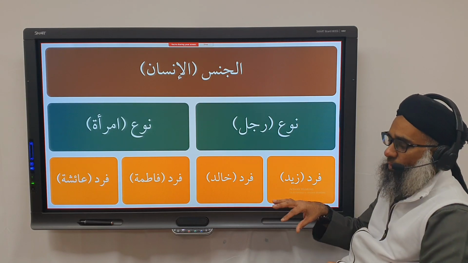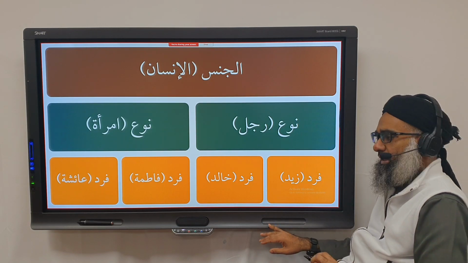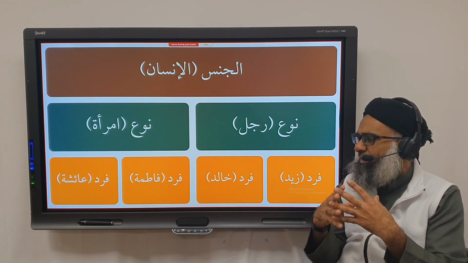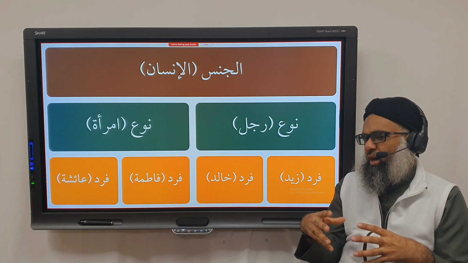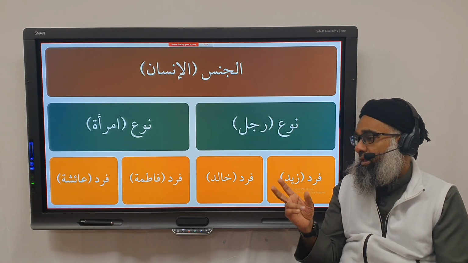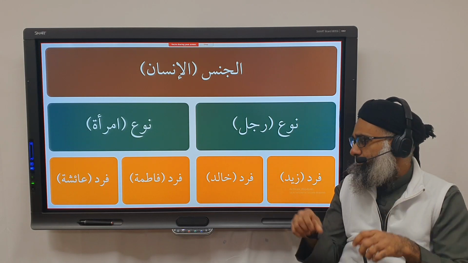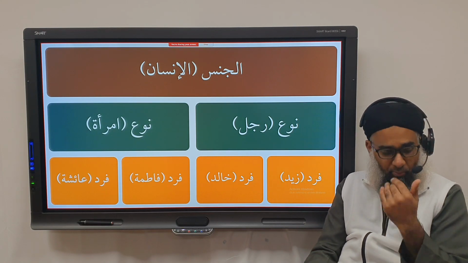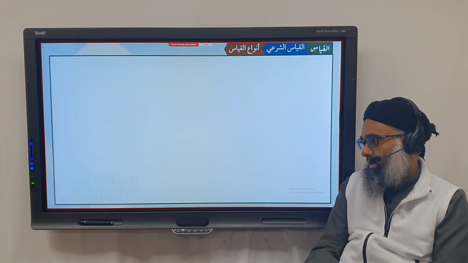Many afrad make up a naw, and many anwa'a make up a jins. The jins are those things that have the same definition, the same main characteristics, like a human being. And anwa'a means that they have different features. And then each fard is an individual. So now we've jogged our memory and refreshed this.